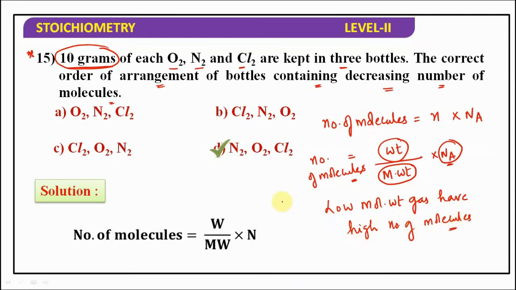So which has the lowest molecular weight? N2 is 28 grams, O2 is 32 grams, Cl2 is 71 grams. In decreasing order, I2 is lowest, then N2, O2 and Cl2. So option D is the correct answer. Hope you understand it. Yes? Okay.